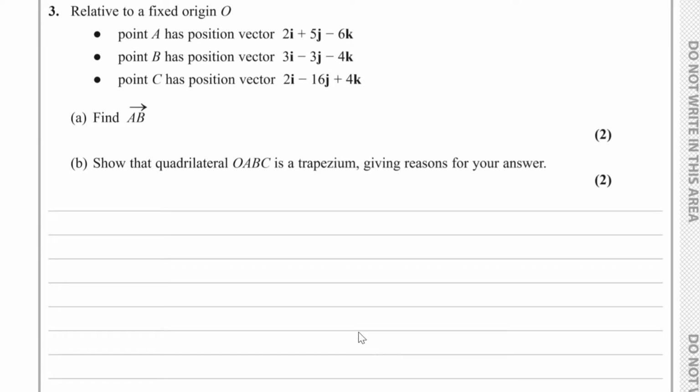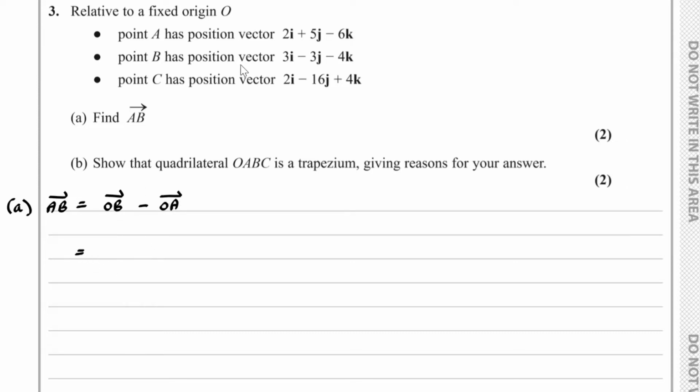Question number 3. Relative to a fixed origin O, point A has position vector 2i plus 5j minus 6k, point B has position vector 3i minus 3j minus 4k, and point C has position vector 2i minus 16j plus 4k, and we have to find the vector AB. So the vector AB for part A is equal to the vector OB minus the vector OA.